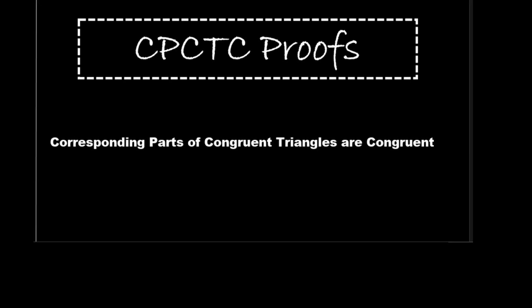Now, last class we did regular triangle congruence proofs. This class we're taking it a step further and we're completing what is called a CPCTC proof. Now this stands for, I've written it right below, corresponding parts of congruent triangles are congruent. CPCTC. What this means is, if I have two triangles and say I know that they're congruent by ASA, angle, side, angle.